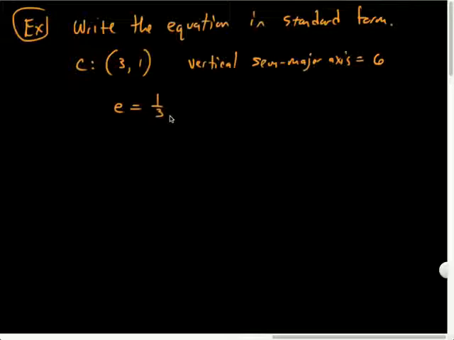So an eccentricity of 1/3 is telling me that it's closer to 0 than it is to 1, so it's a little bit more circular in shape than super elongated, right? So based on these facts, let's write down what we know. I know that H is equal to 3. I know that K is equal to 1. That's good stuff. The vertical semi-major axis. So if the semi-major axis is vertical, what is the orientation of the ellipse?